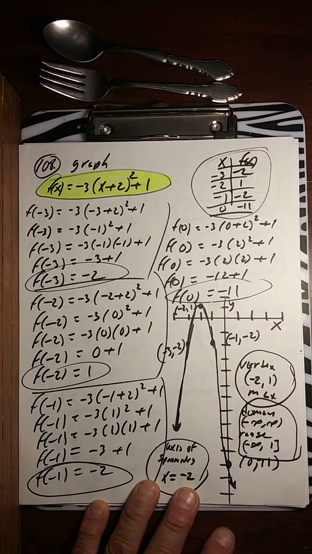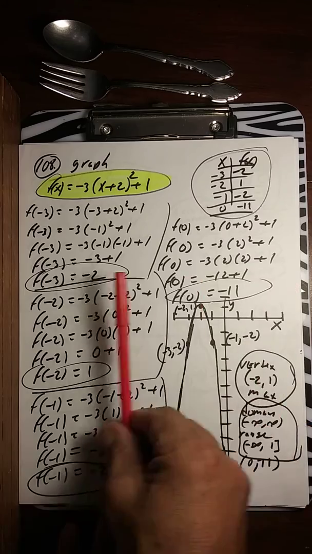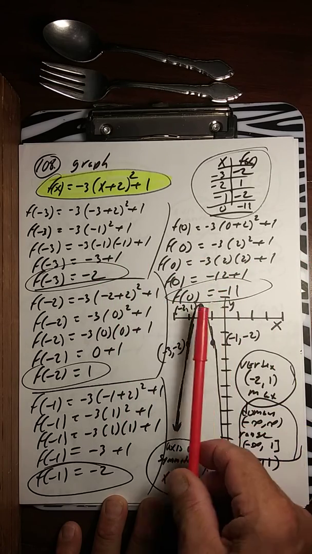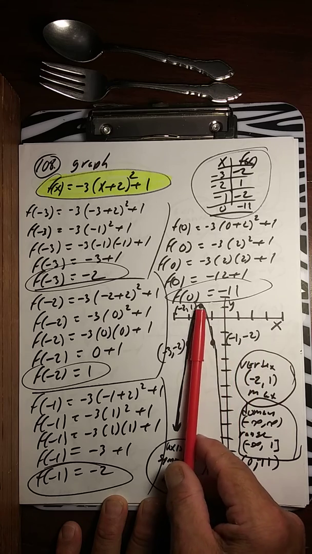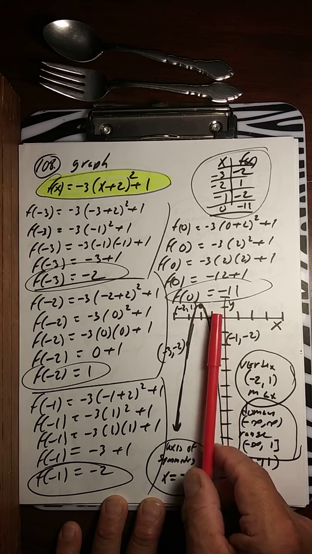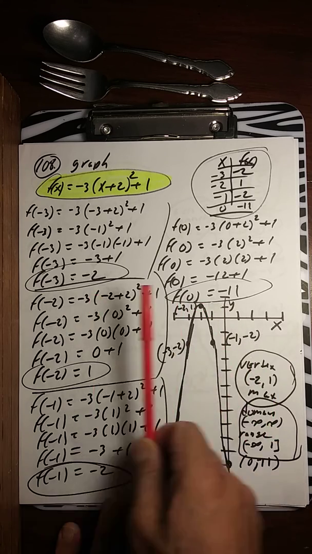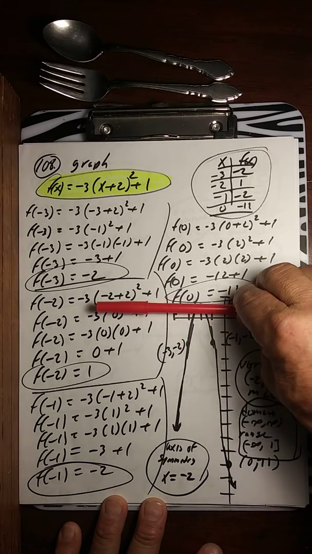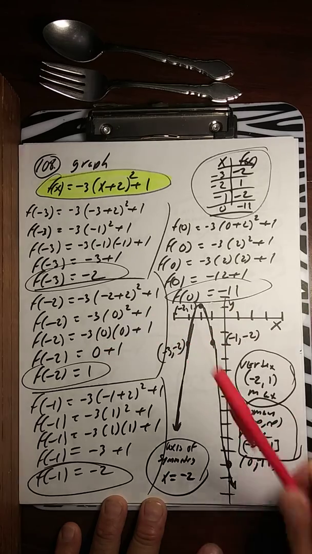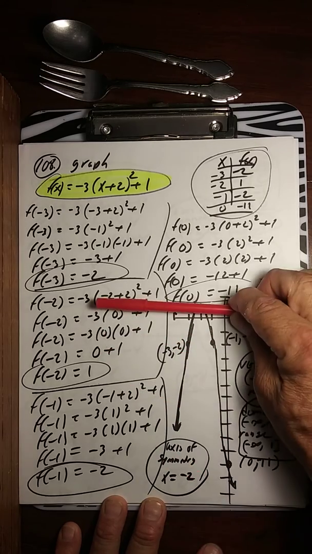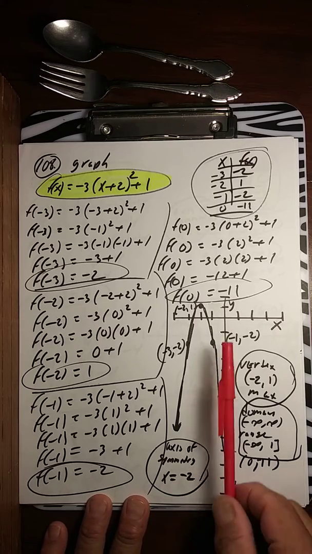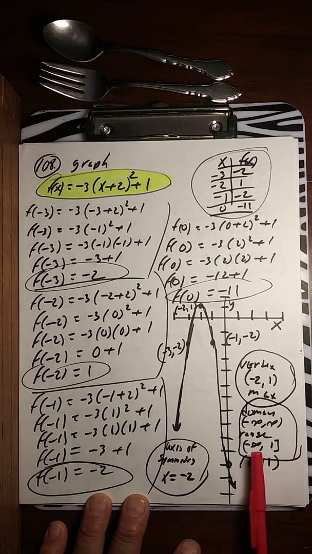Alright, now back to this problem. Domain is negative infinity to infinity. Vertex is right there, negative 2 and up, positive 1. It's a max. Okay, that's the domain. And the range goes from negative infinity to 1. That's the max right there. Okay, and the axis of symmetry is negative 2, and the domain and the range are right there.